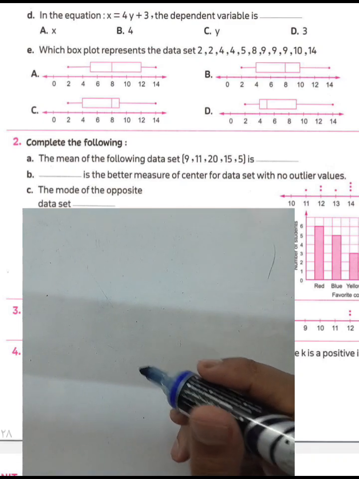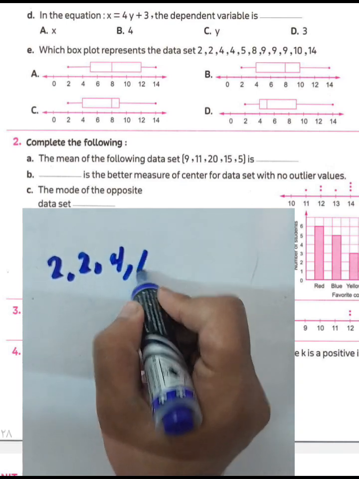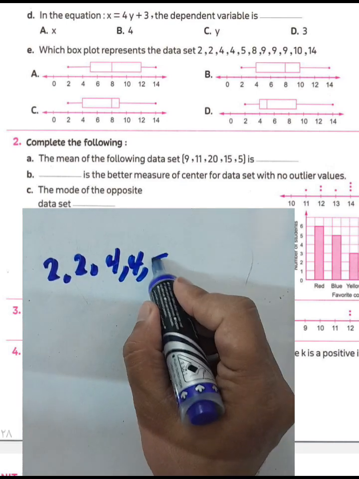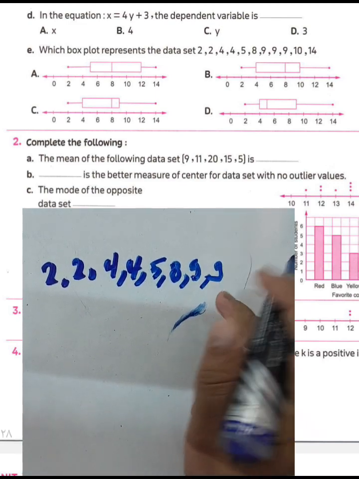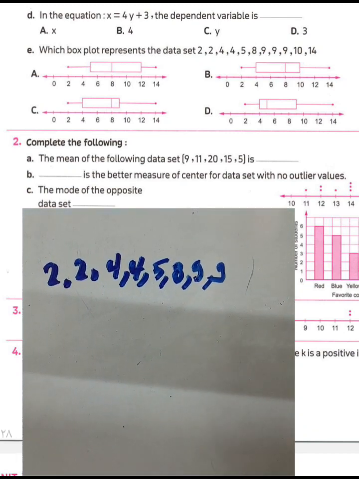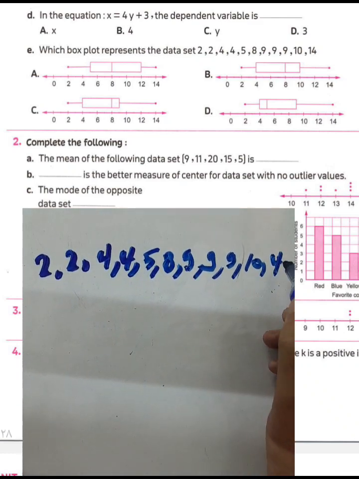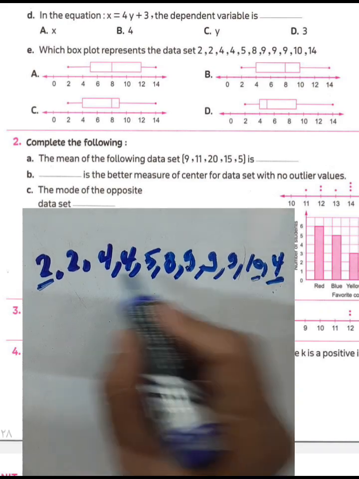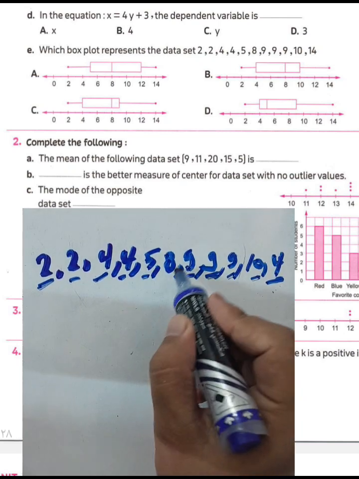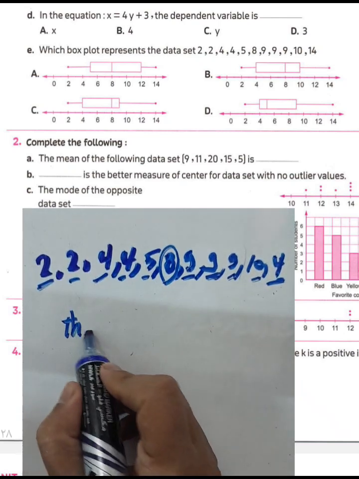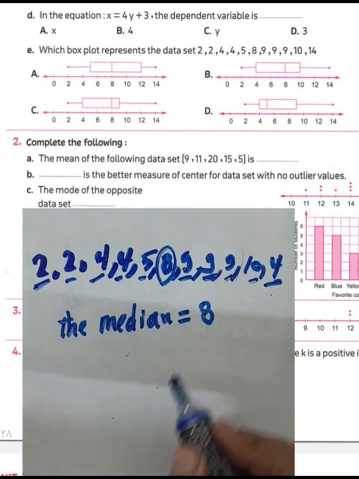Okay, look here. We have 2, 2, 4, 4, 5, 8, 9, 9, 9, 10, and 14. To find the median, you must cancel one digit by one digit: 14 by 2, 10 by 2, 9 by 4, 9 by 4, 9 by 5, then 8, we call it the median. The median here will be equal to 8.